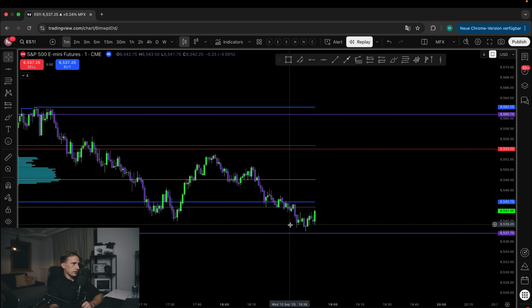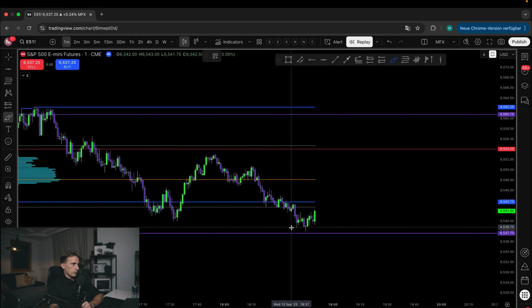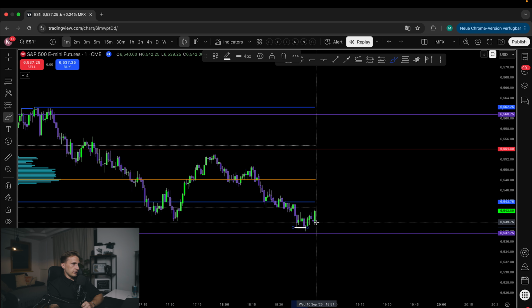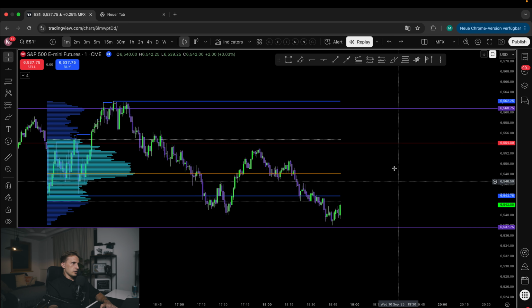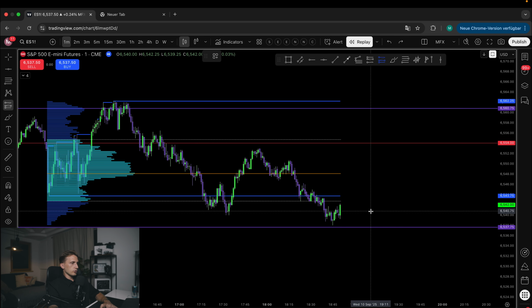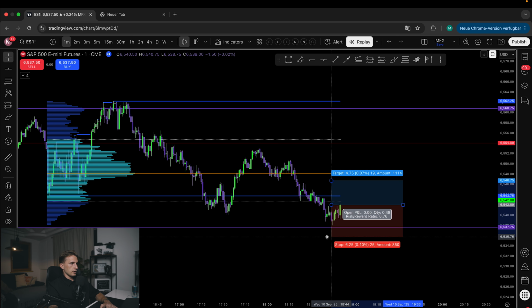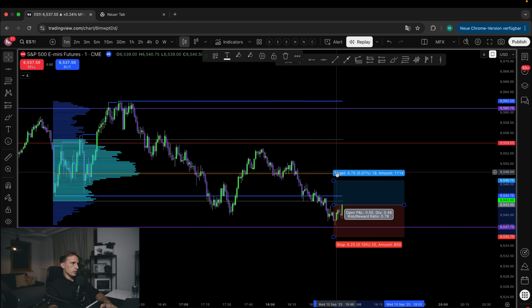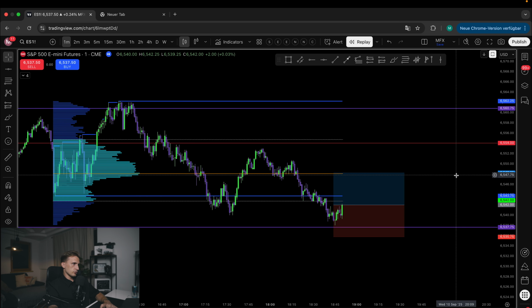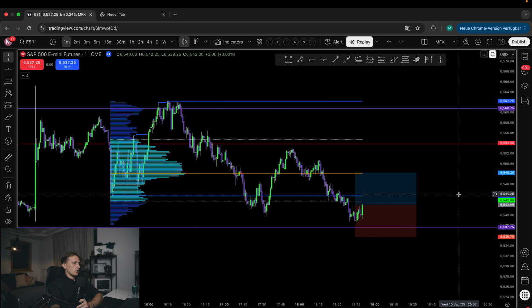What you can see right here is we sweep the low on the 1 minute. Right here, we sweep and we put in a higher low. So this tells me right now we are good to go on a long position. So let's put out the risk to reward tool and jump into a long. Stop goes underneath the value area low, and we are targeting what? The point of control. So this right here will be approximately a 1-to-1 risk to reward.